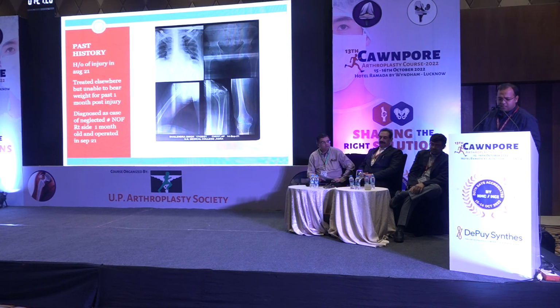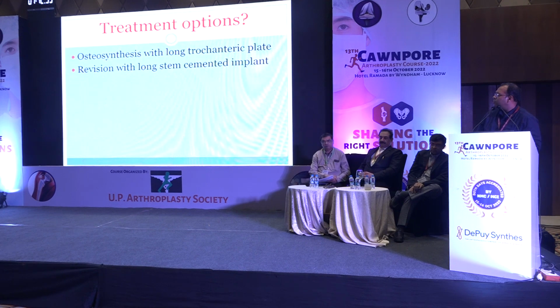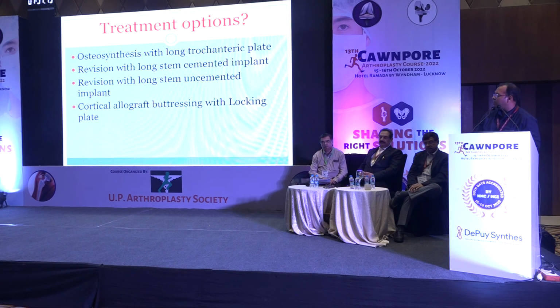So this was his past history, in which he was treated for a neck femur fracture, which was operated with a normal bipolar. During the bipolar, which I had done myself, I had to be very slow and cautious because he was in bed for the past 1 month and severely osteoporotic. Everything went well for 1 month. He was walking normally. So what would be the treatment options? We had osteosynthesis with long trochanteric plate, revision with long stem, cemented or uncemented implants, and cortical allograft buttressing with locking plates. And it is difficult to get some allograft, which I would have preferred in such osteoporotic patients.